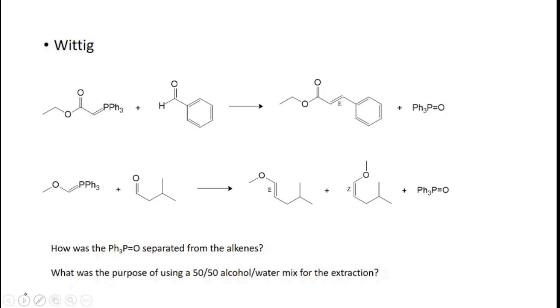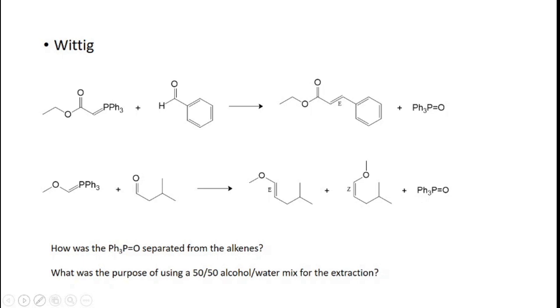So how did we separate the triphenylphosphine oxide from the alkenes? Or what was the purpose of using a 50-50 alcohol-water mix for our extraction? These two questions are, of course, flip sides of the same question. We used a 50-50 alcohol-water mix because our triphenylphosphine oxide dissolves in that, our alkenes do not. The alkenes dissolved in the hexane. So the answer to the first question is basically the second one.